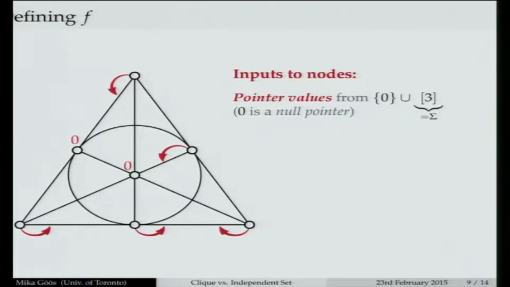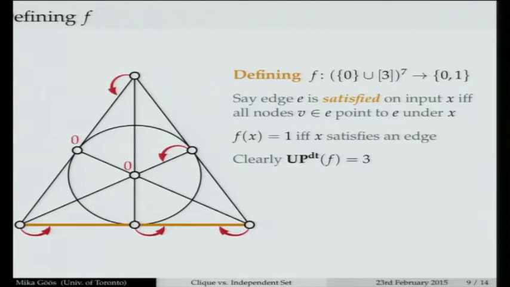Okay, so now I'm ready to define this function. If I fix an input, I call a particular edge of the hypergraph satisfied if all of its nodes are pointing to that edge. So the function evaluates to 1 if there is a satisfied edge. All of this is quite canonical. I automatically have an unambiguous decision tree of cost 3 now for this function, because the certificates are just in one-to-one correspondence with the edges. The certificate just checks that all of its nodes are pointing to it.